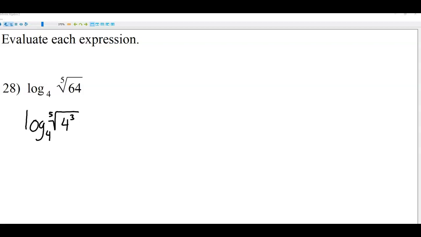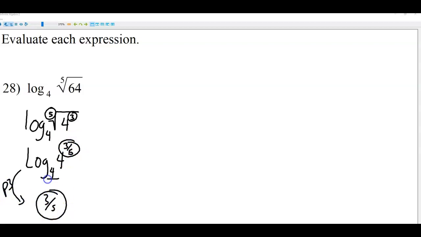Next, I'm going to change the radical into a power. The way that you do that is this number is a numerator, this number is the denominator of a fraction power. So it'll be 4 to the 3/5. And then from there, by property 3, the answer will be the exponent, since these bases match.